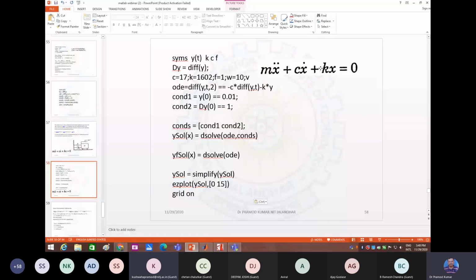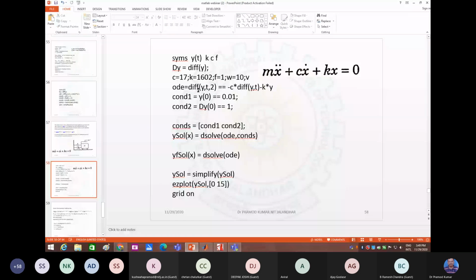This has been written by elimination of the m. M is another constant we have not written, but it will be taken care of in the c. M is divided, and so c will become c by m, and k will become k by m. Here we will write accordingly the values of this c and the k. These are the boundary conditions.